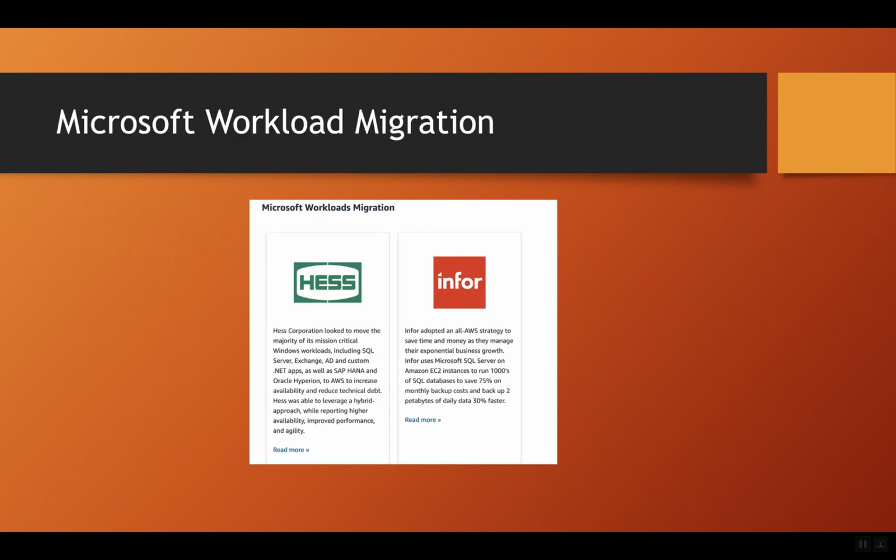Microsoft workload migration. HEMA and Infor moved the majority of their mission-critical Windows workloads, including SQL Server, Exchange, AD, and custom .NET, as well as SAP HANA and Oracle Hyperion, into AWS to increase availability and reduce technical debt. HEMA was able to leverage a hybrid approach while reporting higher availability, improved performance and agility. Infor adopted an all-AWS strategy to save time and money as they manage their exponential business growth. Infor uses Microsoft SQL Servers on Amazon EC2 to run thousands of SQL databases, saving 75% on monthly backup costs and backing up 2 petabytes of daily data 30% faster.